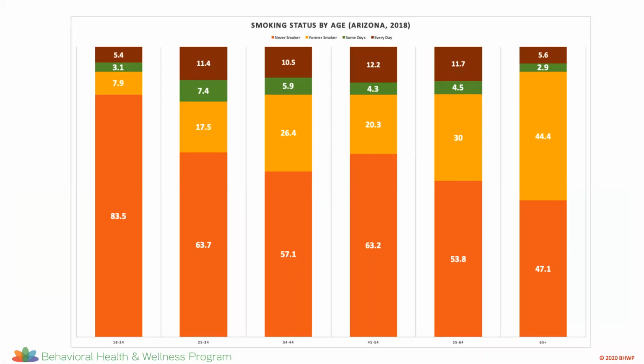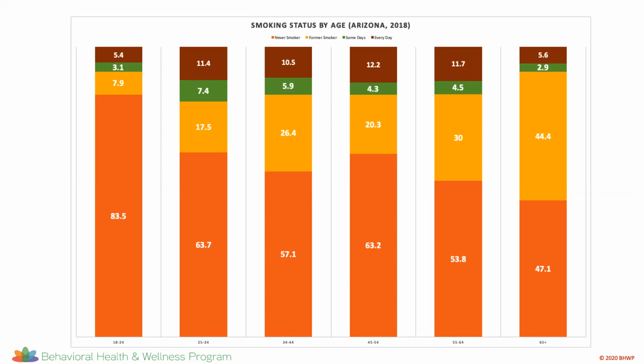This is the 2018 BRFSS data for prevalence rates by age. The orange bars are the blue bars from the previous slide. So you can still see that weird dip in 35 to 44, because that's exactly the same data. So thinking about our trajectories slide with the four trajectories, let's try to see how we end up with the prevalence rates that we have.